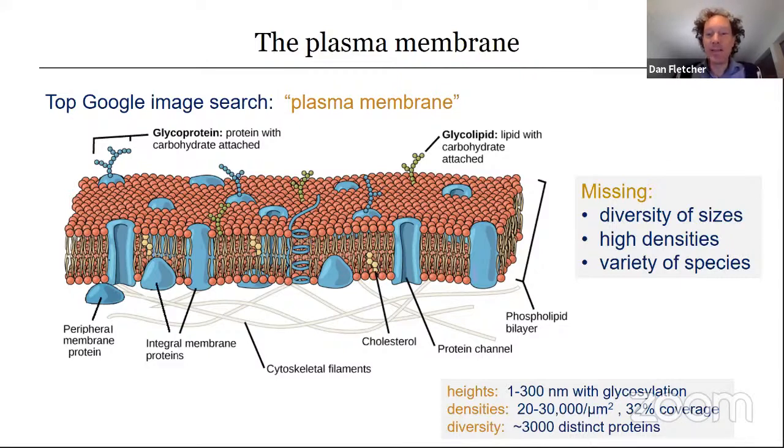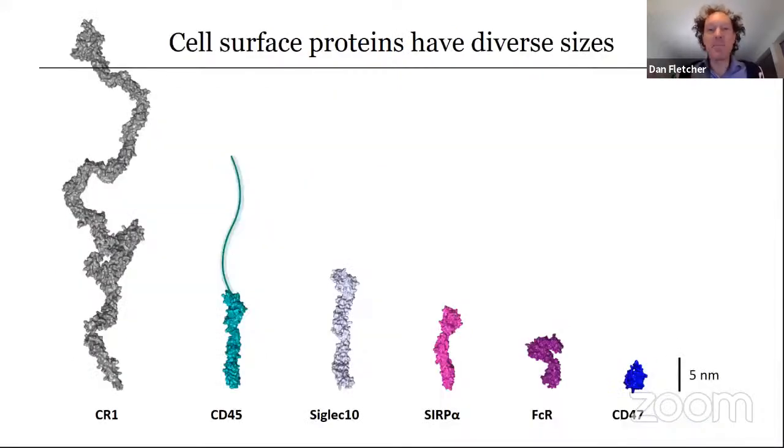We know already, simply from structural studies or from thinking about the domains that make up extracellular proteins, that there's a wide variety of different sizes. And you can see a few of those proteins that you would find on the surface of a macrophage right here. They range from single domain proteins like CD47 to multi-domain proteins like this complement receptor on the end.